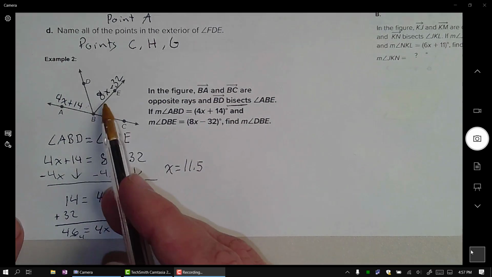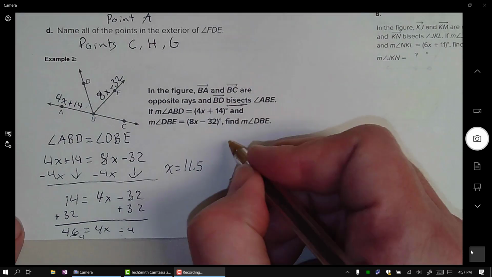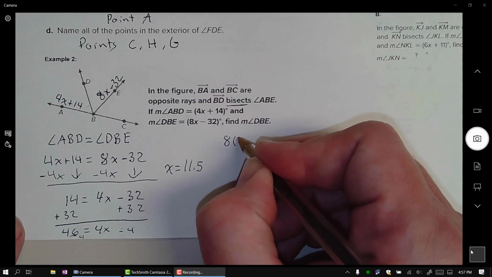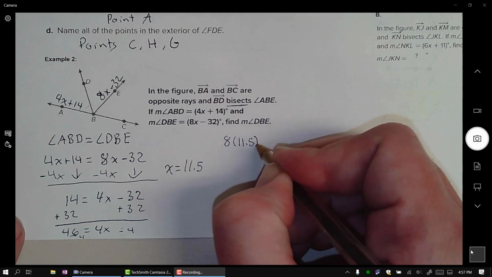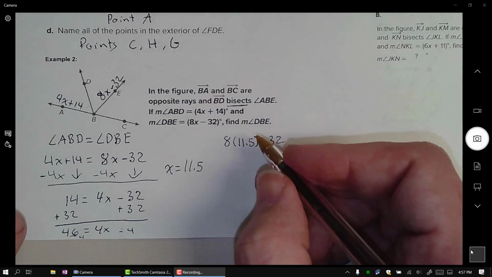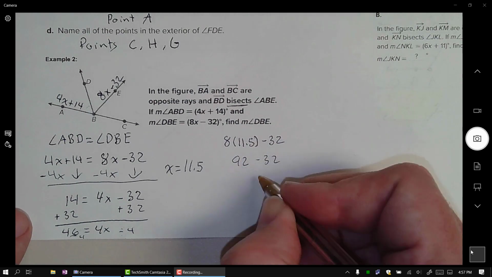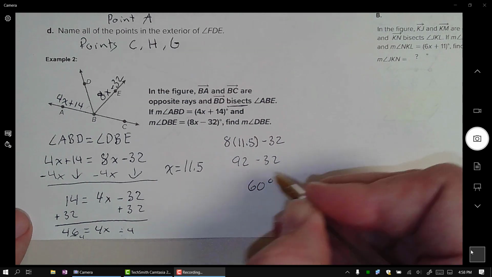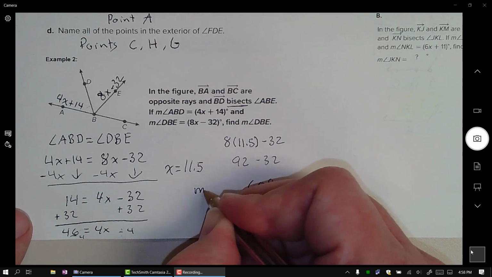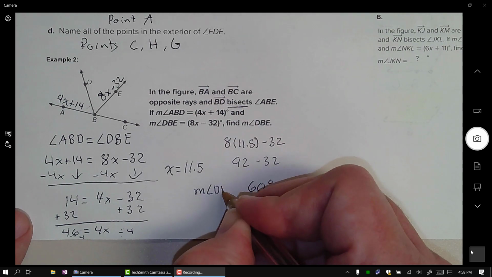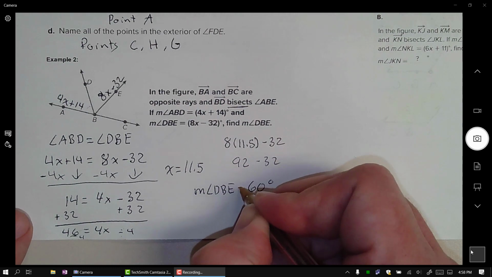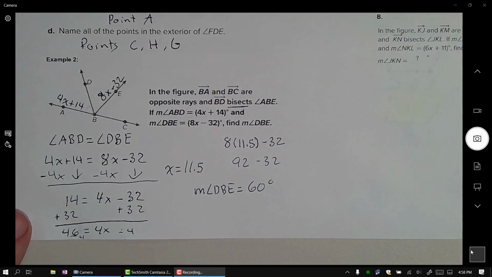So now I found what x is, but now I got to plug this back in here. So 8 times 11 and a half minus 32. So it's going to give me 92 minus 32, which gives me 60 degrees. So the measure of angle DBE equals 60 degrees.